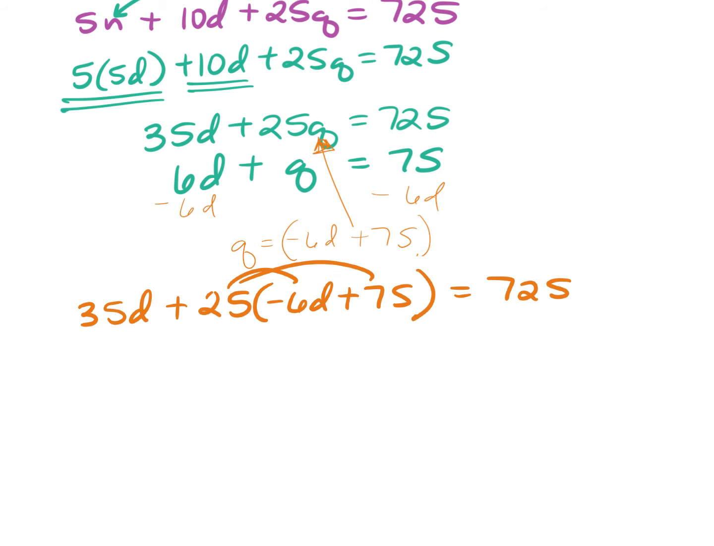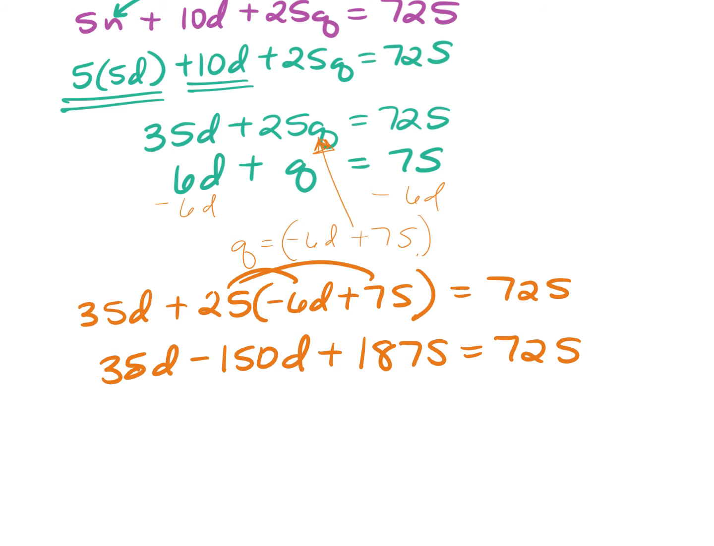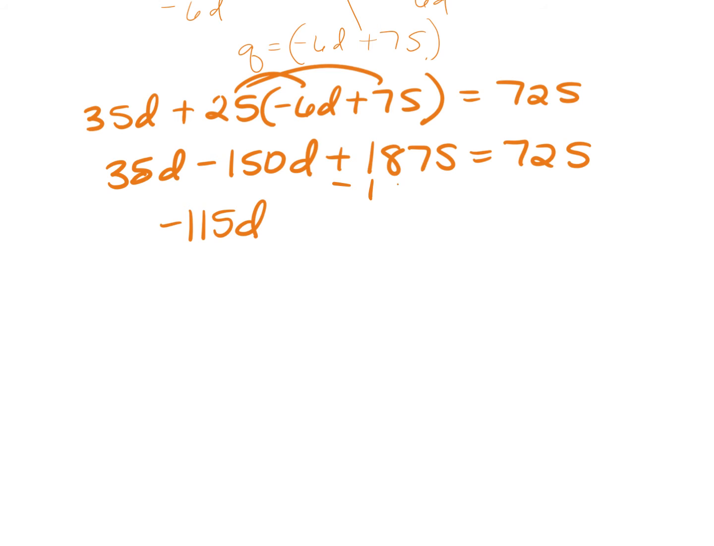Negative 150. So 35D minus 150D plus 25 times 75 is 1875 equals 725. So subtract that. 35 minus 150 is negative 115D. Take away the 1875. So 725 minus 1875 is negative 1150.